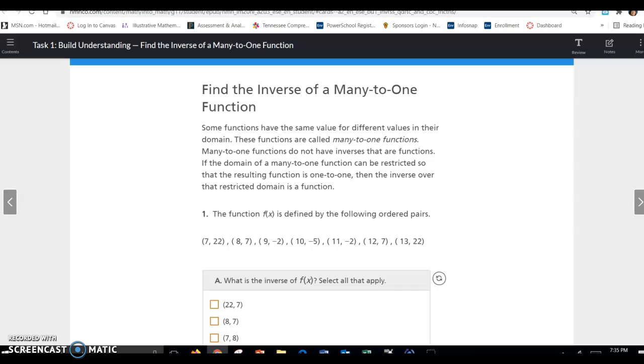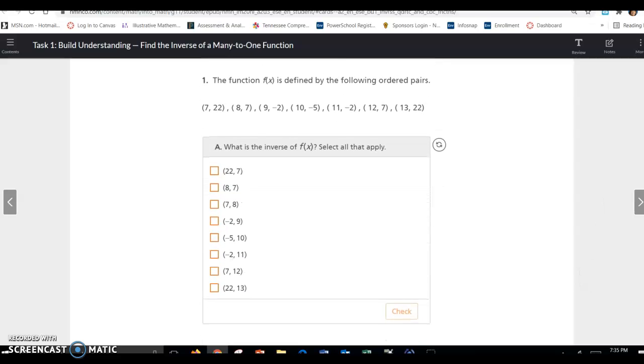If the domain of a many-to-one function can be restricted so that the resulting function is one-to-one, then the inverse over that restricted domain is a function. Remember, something is a function if all the x's are unique. The function f of x is defined by the following ordered pairs. We can tell it's a function because 7, 8, 9, 10, 11, 12, 13 are all unique. If all the x's are unique, then it's a function.